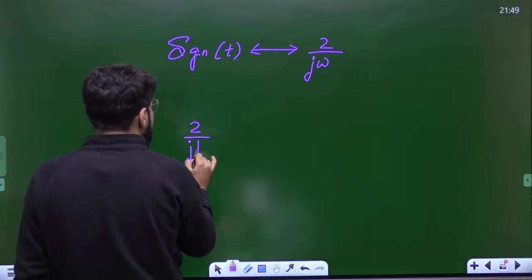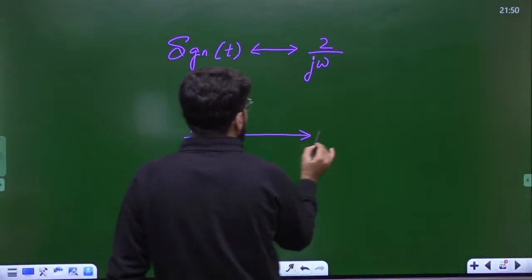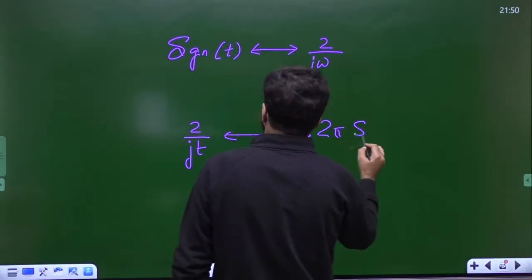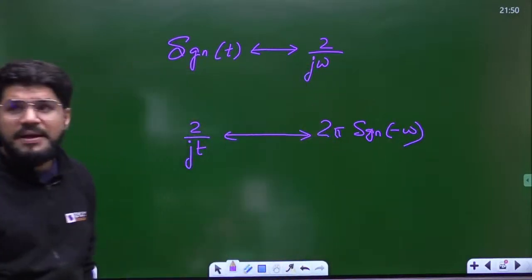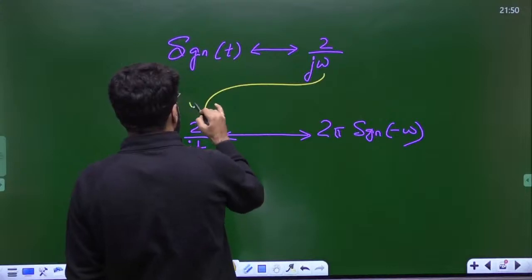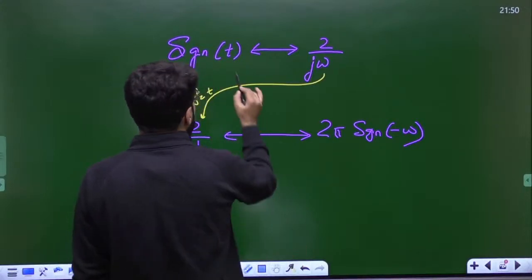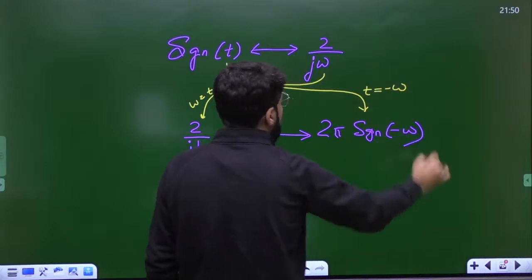So 2 upon jt, omega will be replaced by t. So 2 upon jt, what is the Fourier transform? 2 pi signum minus omega. t will be replaced by minus omega. So as per duality, I put omega equal to t and then the Fourier transform is obtained in the original function by putting t equal to minus omega.